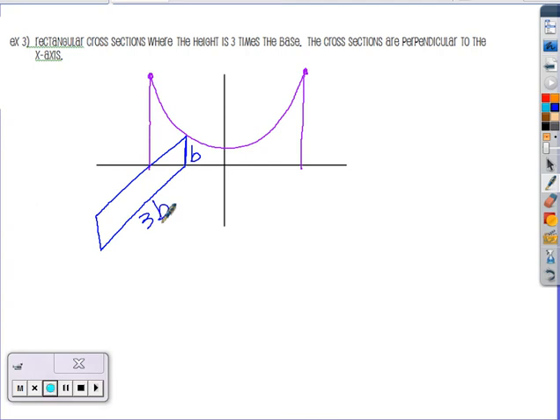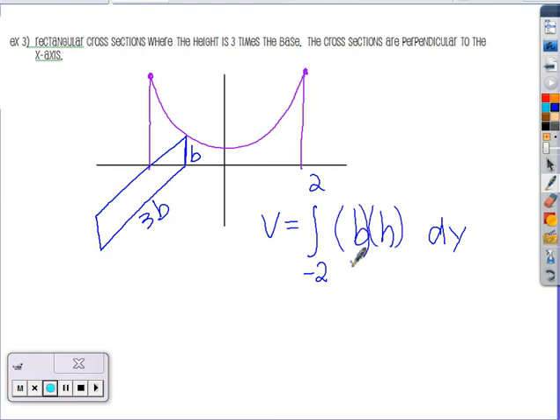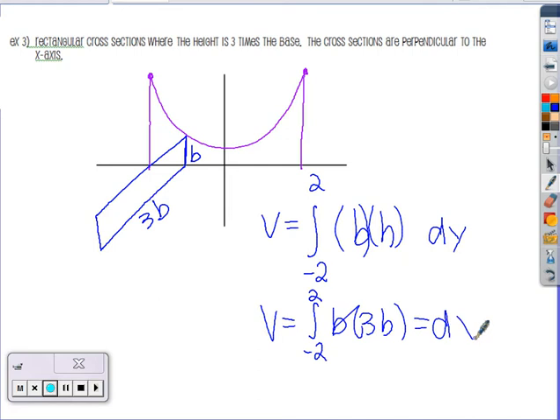Okay? So, volume, first of all, perpendicular to the x-axis, tells me it's a dx problem. A rectangle's area is base times height. That is exactly what I start out with. Secondly, the height was 3b. So now I write in 3b. I'm sorry, dy. Then I simplify it.